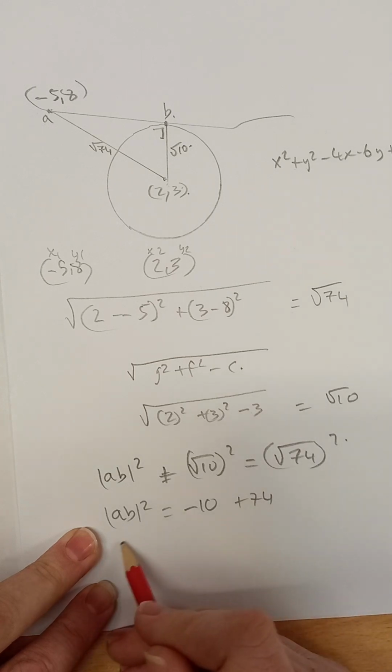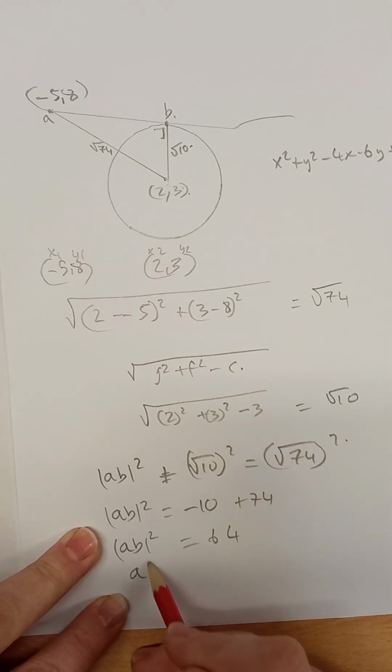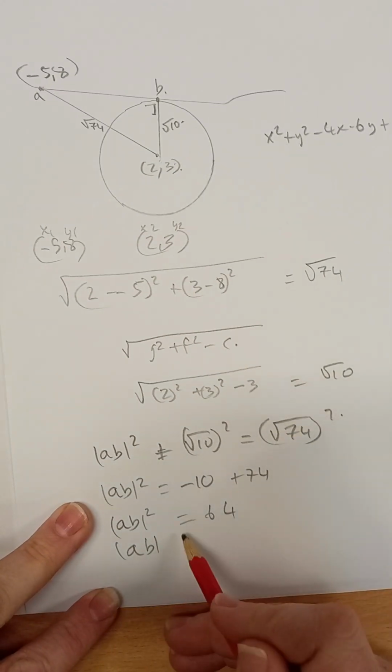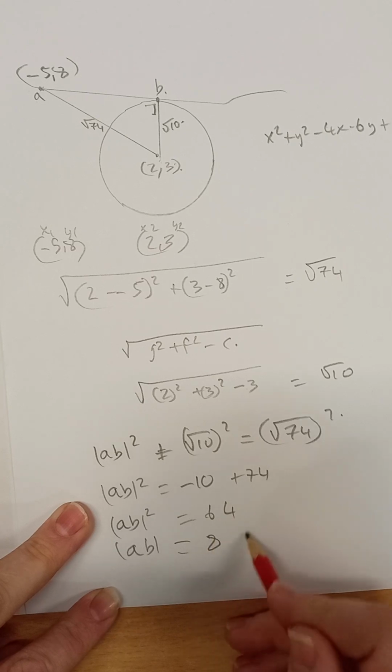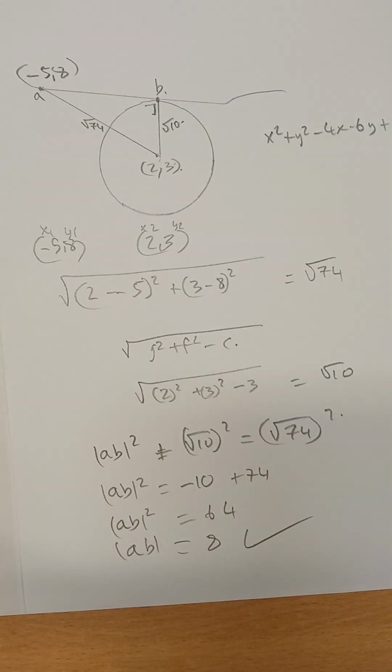Okay, which is 64. Which means that the length of AB is the square root of 64, which is 8. It's not -8 because we're dealing with distance, it's +8. So there you go.